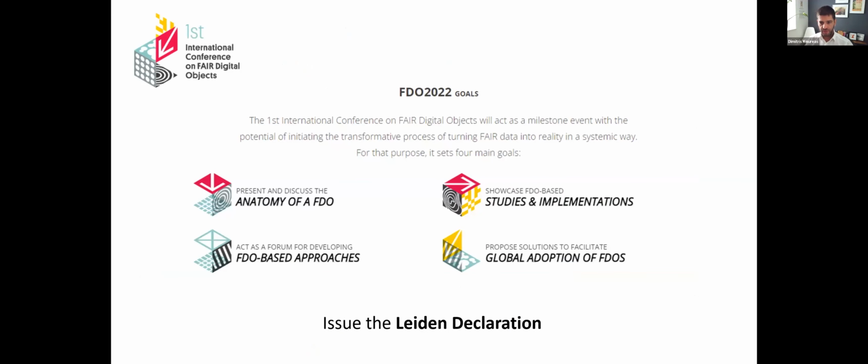The FDO conference has four main goals: to present and discuss the anatomies of FDOs, to showcase FDO-based studies and implementation, to act as a forum for developing FDO-based approaches, and to propose solutions to facilitate global adoption of FDOs. At the end of the conference, we're very happy to say that we will be able to issue the Leiden Declaration, a mainly policy document that will be handed over to policymakers across Europe in an attempt to basically kickstart that discussion on how we need policymakers to start thinking about enabling environments for the large-scale implementation of FDOs at the national, but also at international level. Next slide, please.